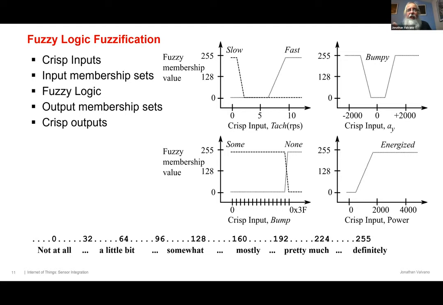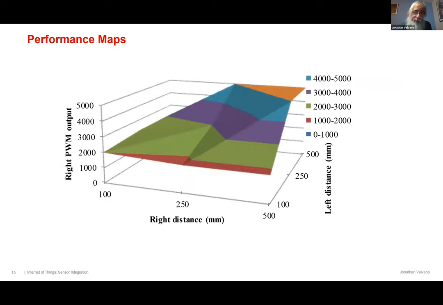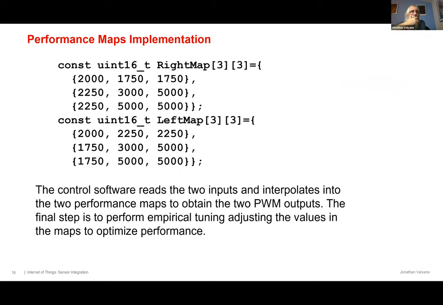This is not very complicated. It's only 14. Now, how many knobs do I got over here? Yeah, I got 18 knobs. Those are 18 numbers that I'm going to tune. And that is a true statement of both fuzzy logic and performance maps, is they require empirical tuning, okay?